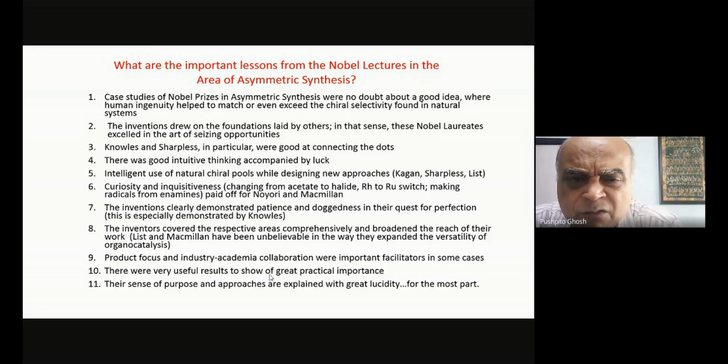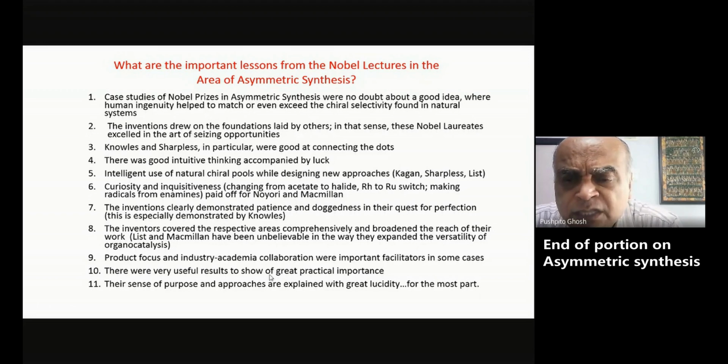So these are some of the lessons, and also the use of natural chiral pools, which we saw both Kagan and Sharpless do, where both of them use tartaric acid rather than synthetic, and same with proline available from nature. So these were the kinds of things which you can learn as common lessons.